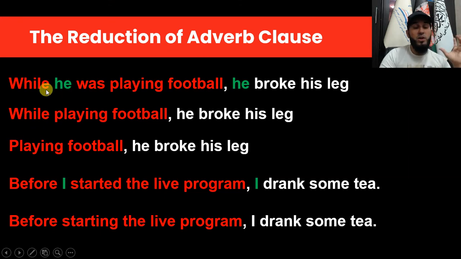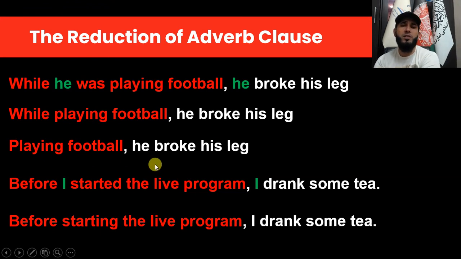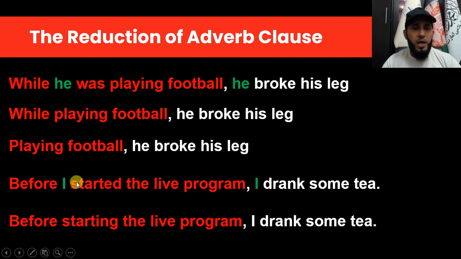So if your conjunction is while, this is how you can change that adverb clause of time to a modifying phrase. Or you can even remove while and just say, playing football, he broke his leg. That's also possible. Now look at this. Before I started the live program, I drank some tea.